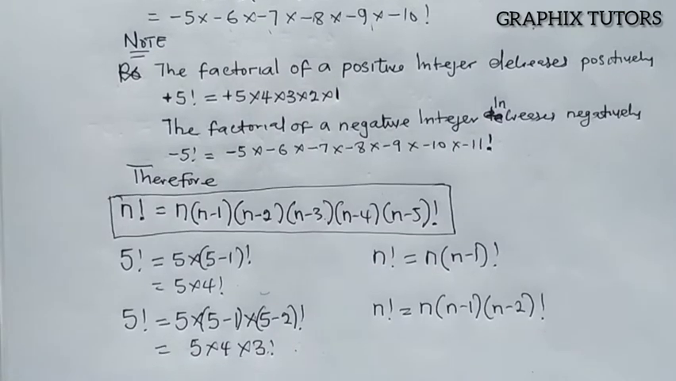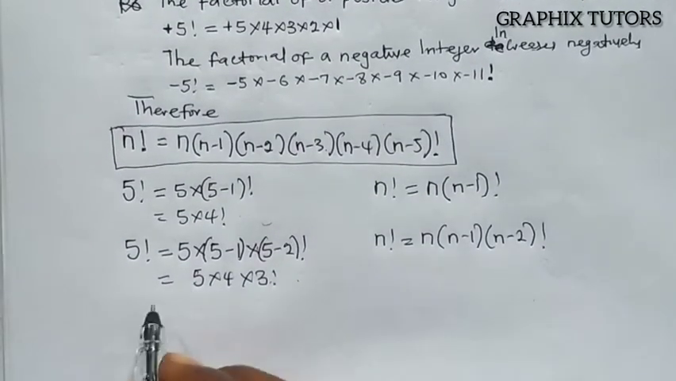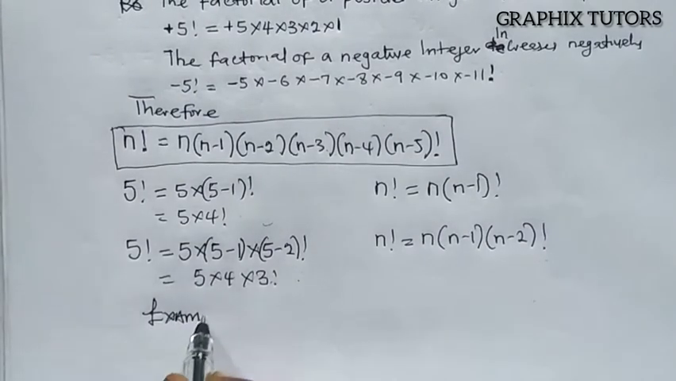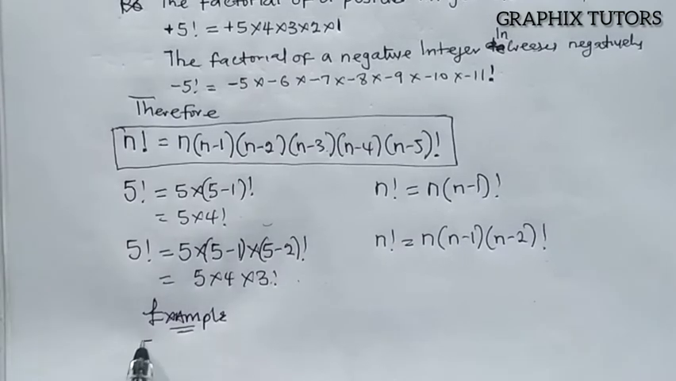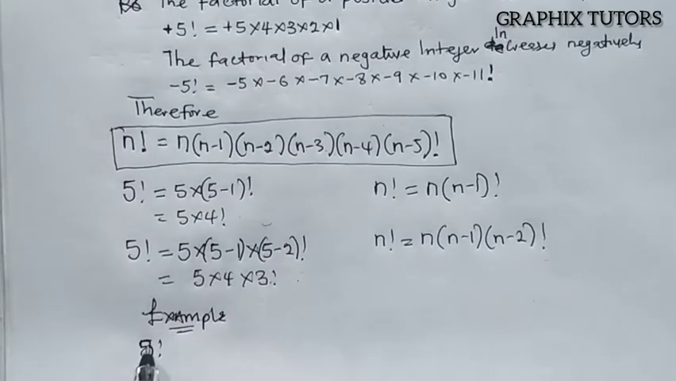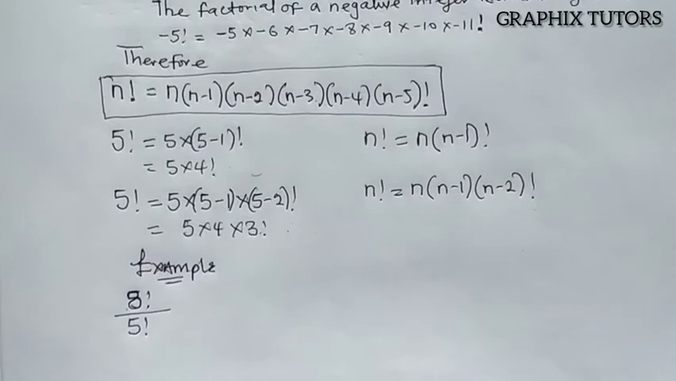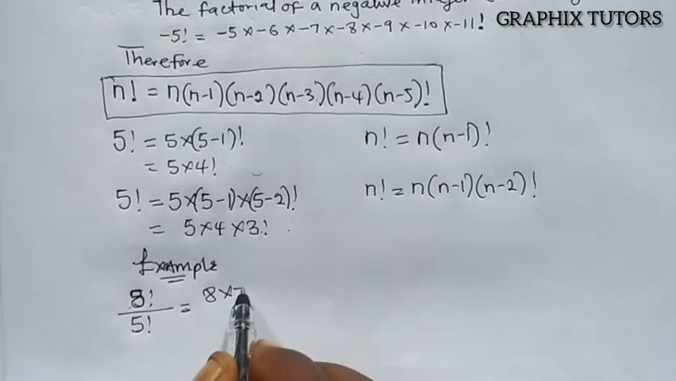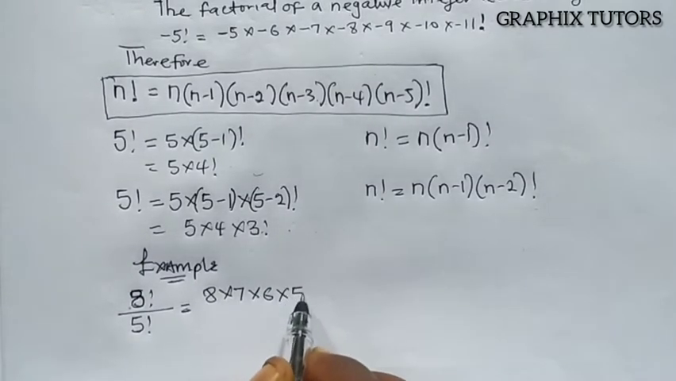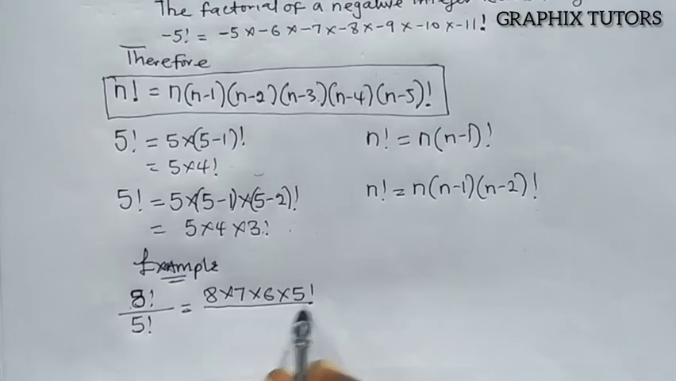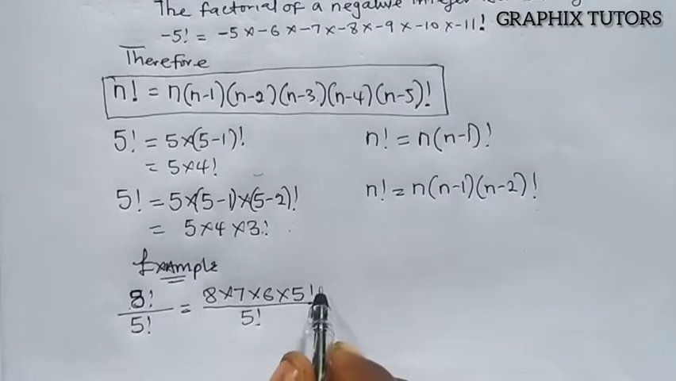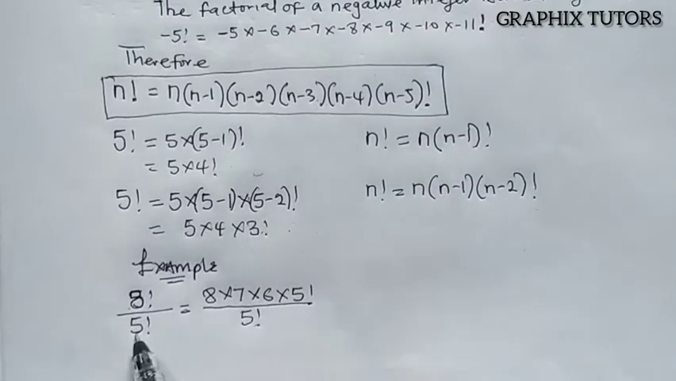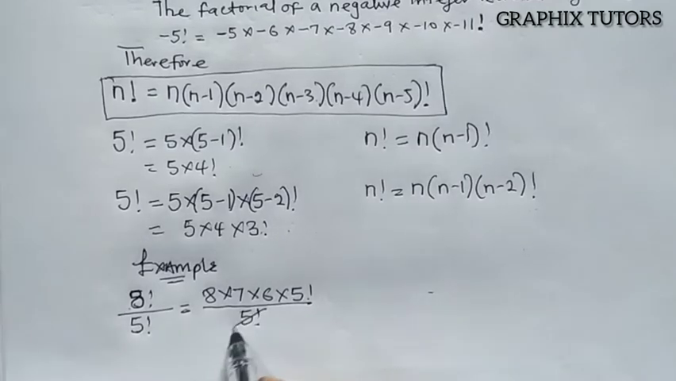Now let's just take this example and see how it goes. Example 1. If I have 8 factorial all over 5 factorial, I'll move 8 until I get to the 5. It will give me 8 times 7 times 6 times 5 factorial, all over 5 factorial. The reason I'm doing this is because it takes a factorial to equate a factorial. So since my denominator is 5 factorial, I'm going to end my 8 at 5 factorial instead of going to 1, which will be wasting our time. So I will end it here.